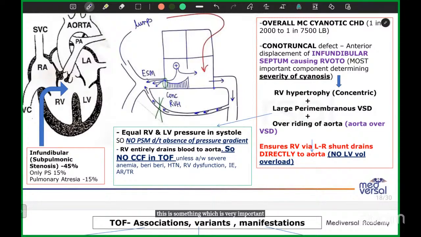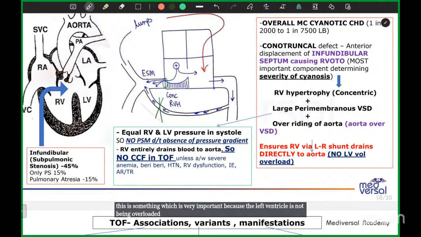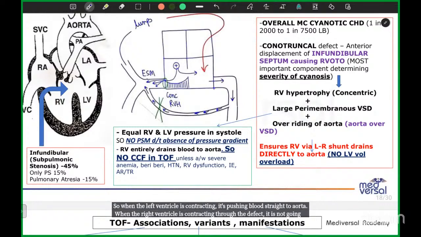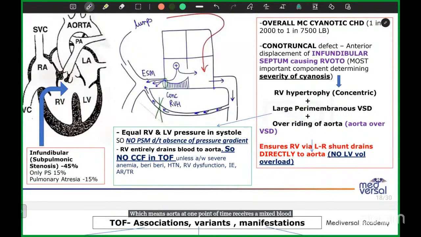Because the left ventricle is not being overloaded, this is why there are no features of congestive cardiac failure in TOF. I repeat, why is TOF not associated with CCF? The reason is the aorta is exactly overriding the VSD. So when the left ventricle is contracting, it's pushing blood straight to the aorta. When the right ventricle is contracting, through the defect it is not going to the left ventricle, it's moving straight to the aorta, which means the aorta at one point of time receives mixed blood, a bulk of the blood from both the ventricles. So the left ventricle is never enlarged, the right ventricle is hypertrophied but drains its blood into the aorta, which means no features of CCF will develop in TOF.